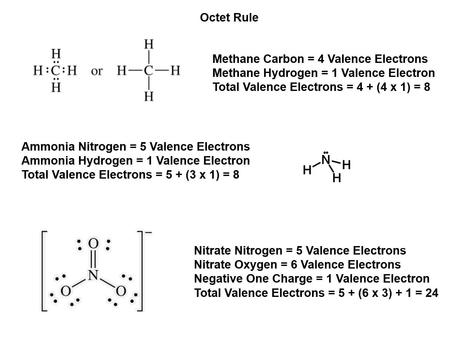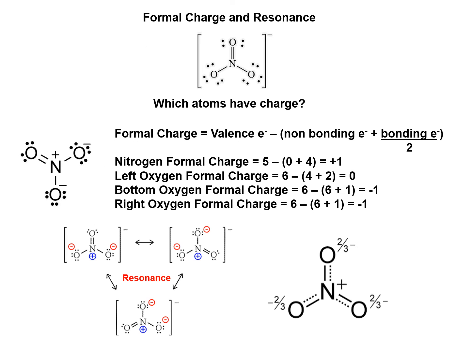We put the least electronegative atom in the center, which is nitrogen, and then we just surround it with 8 electrons to get the structure. The question then is, where's the negative charge? This brings us to formal charge and resonance. So the question is, which atom has the negative charge? When we look at the nitrate ion, NO3-, we need to figure this out.